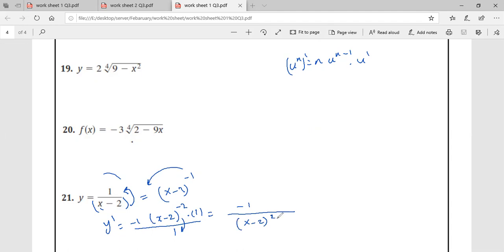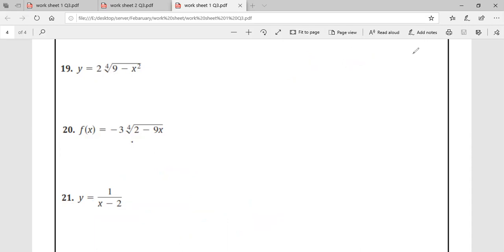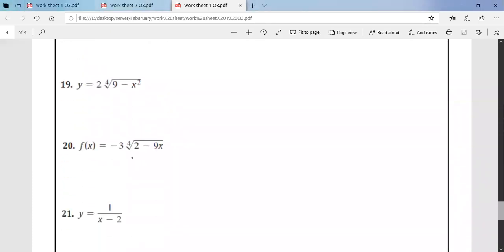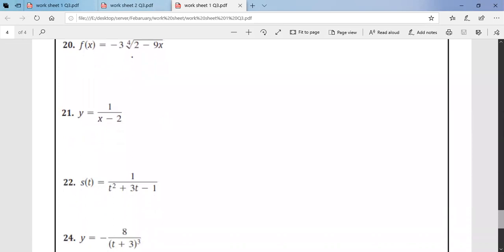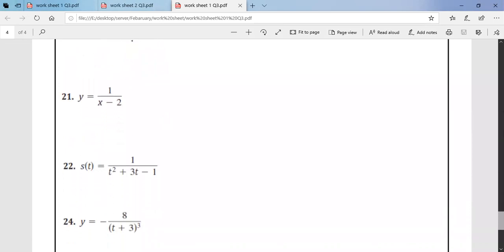Clear? Sometimes you have to expand the denominator. I can expand this bracket because it's squared, but keep it as it is, it will be right. Understand? Clear or not clear? I hope you understand the lesson. Let's solve the next problem here. This one by the same way. I leave you to solve this problem.